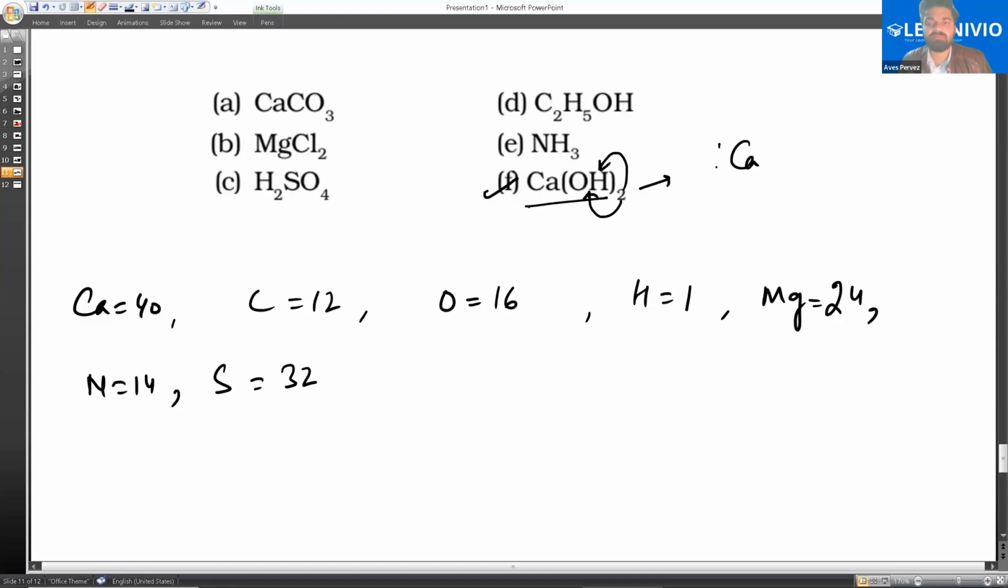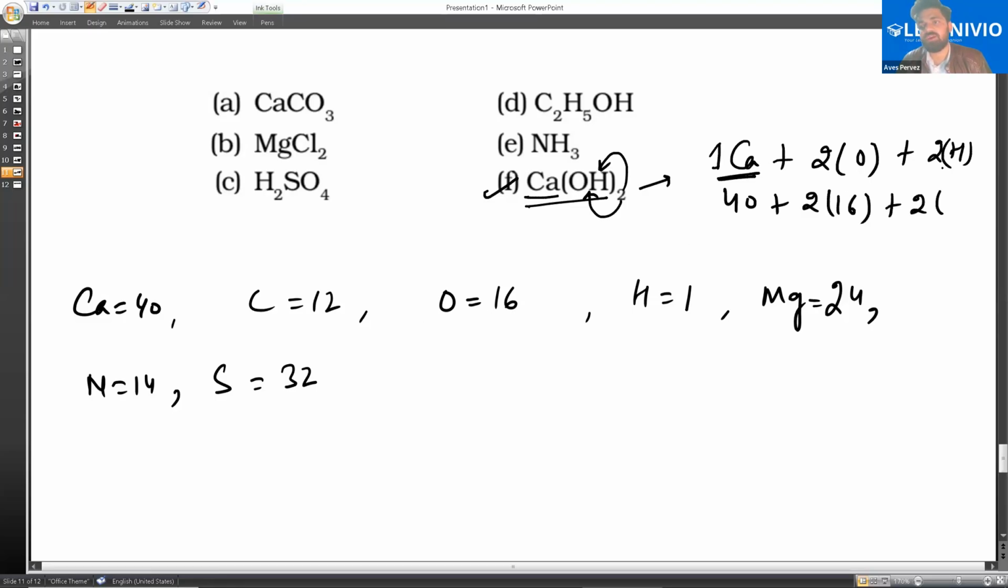So you have one calcium, because it is outside the bracket, two oxygen and two hydrogen. So it would be 40 for the calcium mass plus 2 into 16, O is 16, plus 2 into hydrogen mass 1. So we write 40 plus 32 plus 2, and you will get 74. Okay. Try to solve the others fast.